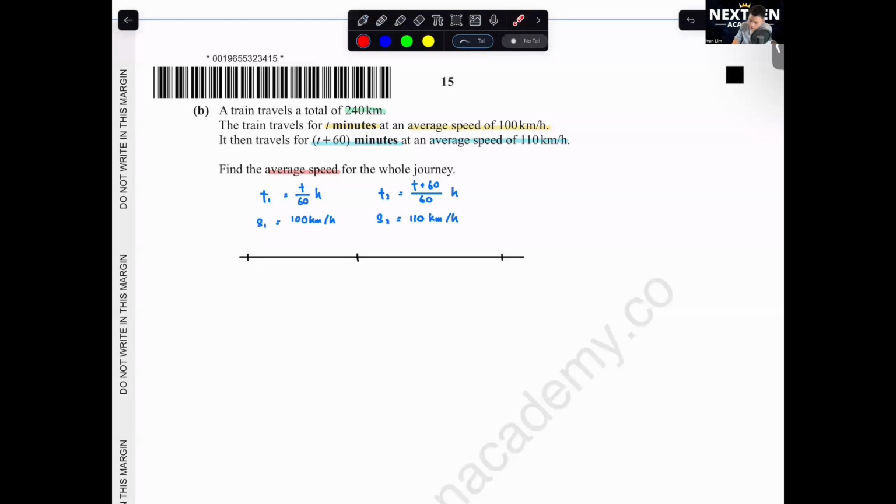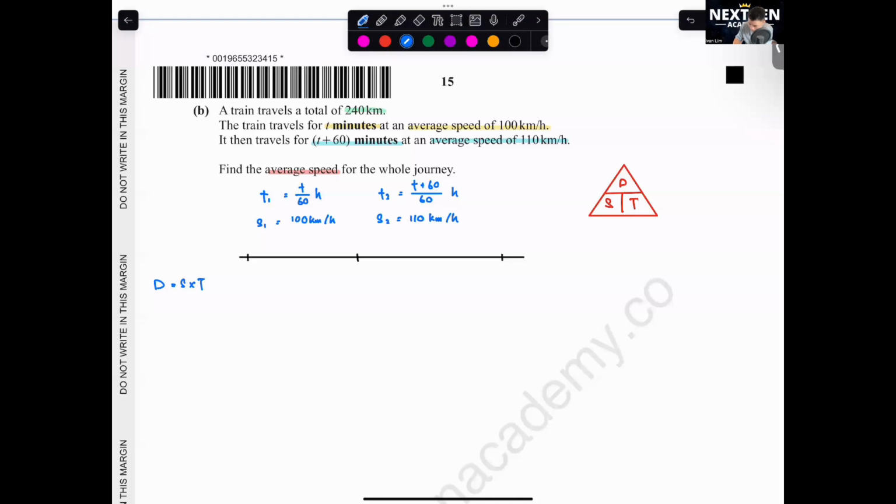Okay, they say the total distance is 240 km. From here, can I find the total distance and an expression for total distance? We go back to the triangle again first. This triangle: speed, distance, time. What is distance? Distance is speed times time. D equals S times T.